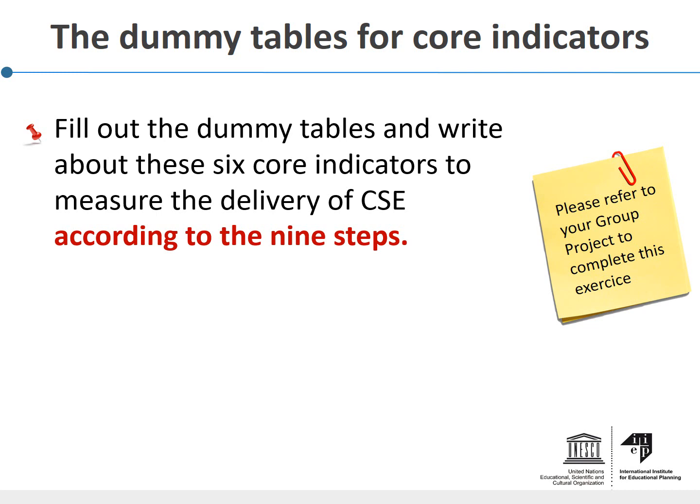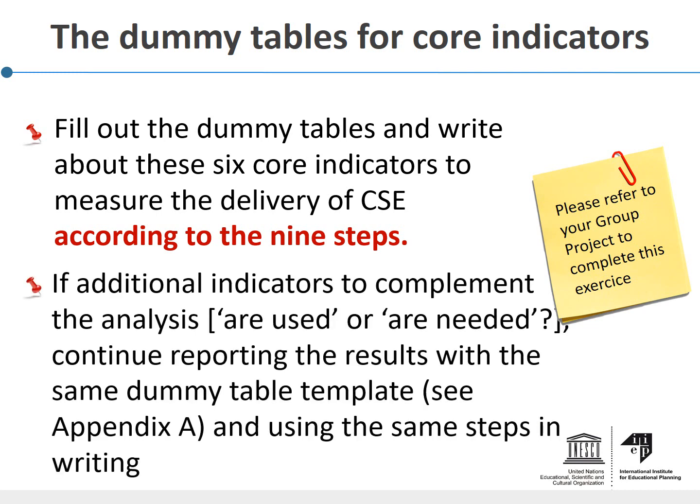Due to the complexity in presenting the results clearly, more than 1 dummy table is proposed for some indicators. Therefore, you have to choose the one that best describes the situation in a country context. You may wish to include additional indicators to complement the analysis. To guarantee the overall consistency of the indicators presented, you should continue reporting the results with the same dummy table template, say Appendix A. These dummy tables must be analyzed, presented, and written according to the 9 steps provided in Section A.